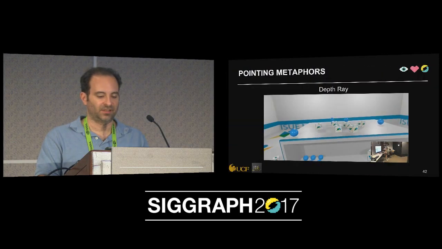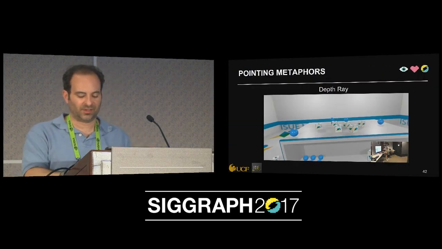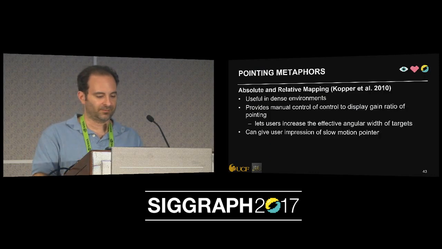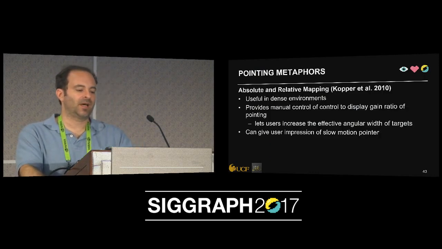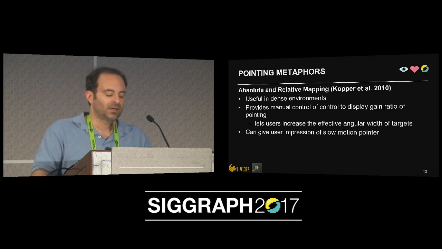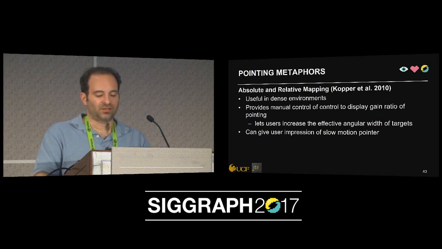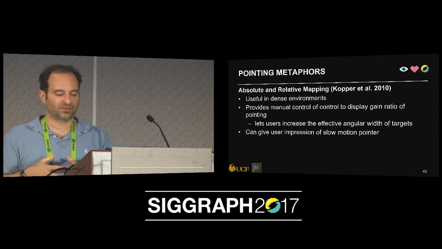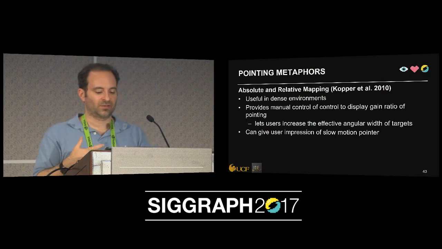So it's a nice little technique when you've got more complex objects that you're trying to interact with. And as far as absolute and relative mapping, this is very useful in very dense environments, right? Really dense objects. Provides manual control over the display gain. And once again, we're thinking about non-isomorphism here, right? So basically, you can change the display gain ratio for the pointing, and it lets users increase the effective angular width of the targets. All right, and that gives the user the impression of a slower motion pointer, which can then help with selection.